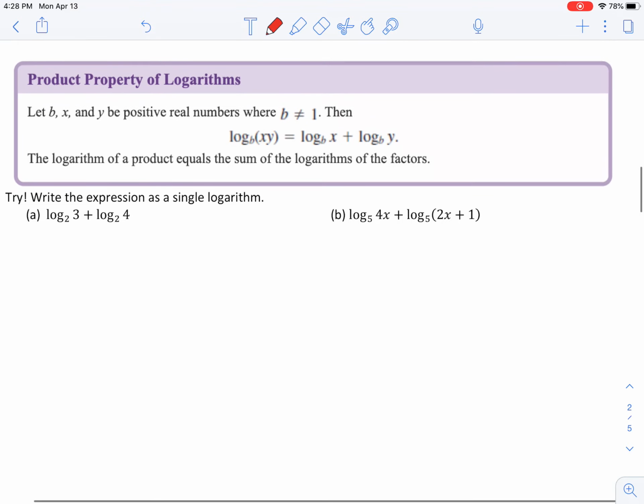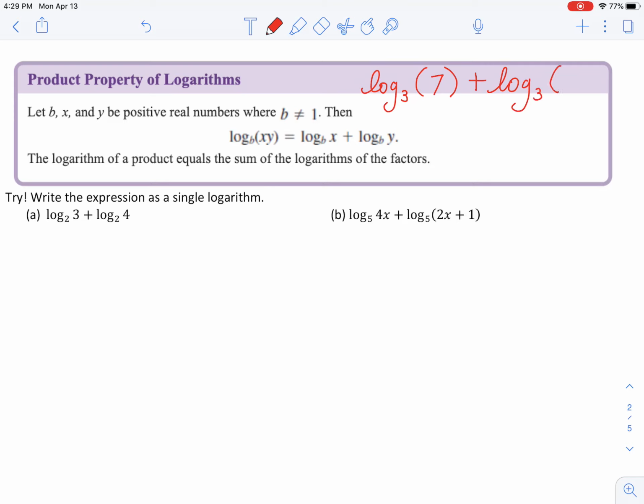Product property of logarithm. Looks kind of confusing with the numbers, but let me show you what this really is. Say that you have log base, whatever, like 3. I just made up a random number. And then you have a random number of 7, and then you have plus log base 3. Say that you got 5 in there. You can combine these two logs.